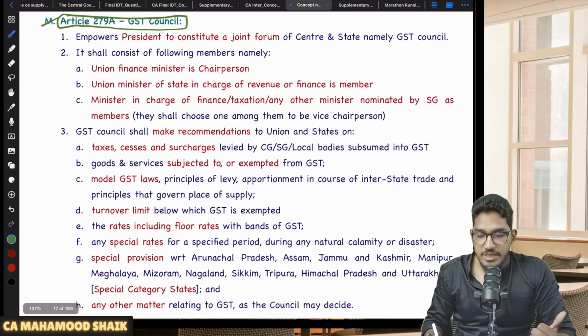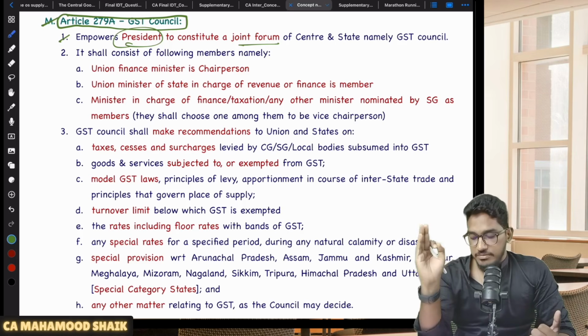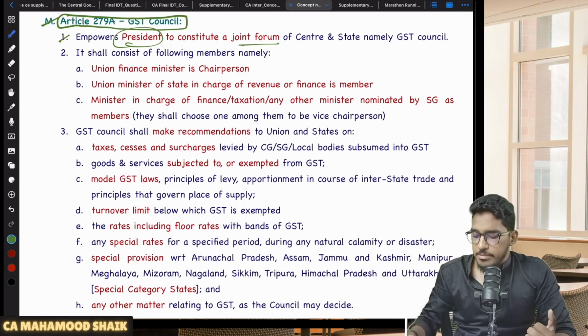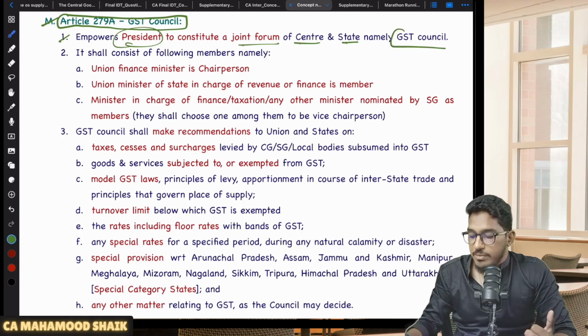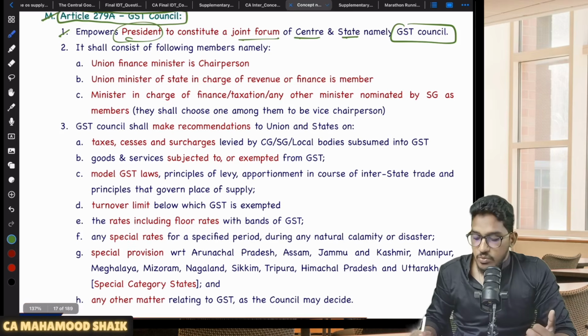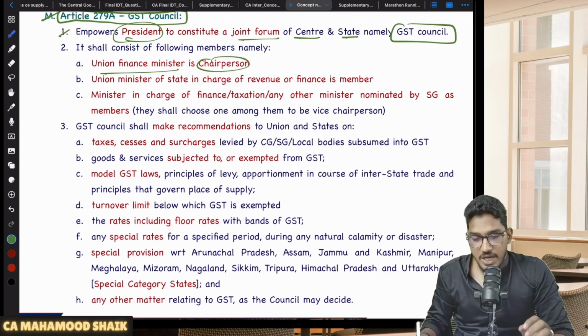Let us see who will be there in the GST Council. The President of India has constituted a joint forum which will contain representatives from both central and state governments, and they have given that forum a name called GST Council. Sir, who will be there in the GST Council? There will be the Union Finance Minister, Nirmala Sitharaman, currently Finance Minister. She will be the chairperson.